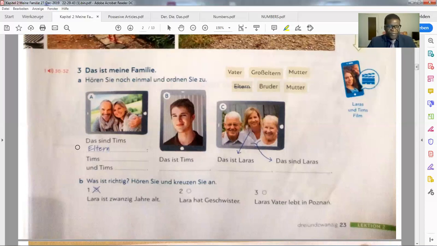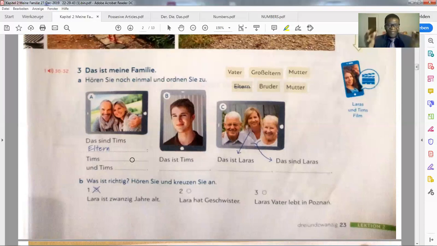Now let's quickly read through. Photo A, B, C. Das sind Tim's Eltern. Sind means are, don't forget. So now look here. Sometimes we say, das ist Martin. This is Martin. Now, singular Martin. It's not here, of course, I'm just trying to give you an example. I can say, das ist Tim. Forget about the S, I'm simply saying this is Tim. I can still use das for plural. Das sind Tim's Eltern. These are Tim's parents.